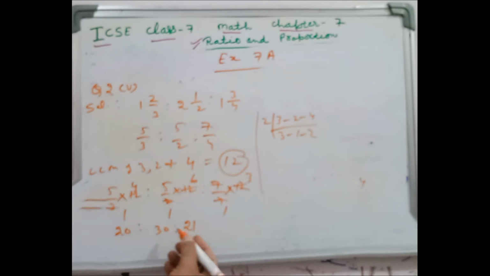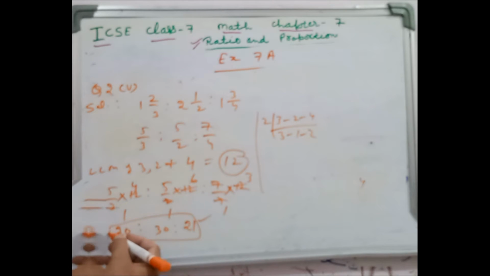Not. They are not divisible. So this is our required answer: 20 ratio 30 ratio 21. All the three are not divisible on a common table, so their HCF is 1, so they are in their simplest form.